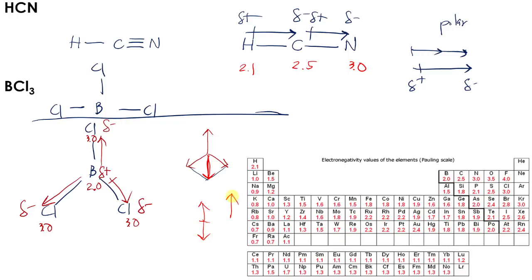We start from the head, padulong sa tail, and as you see, this goes back, right? So these vectors cancel each other. So overall, these charges will also be cancelled over here. So overall, BCl3 is a non-polar molecule.